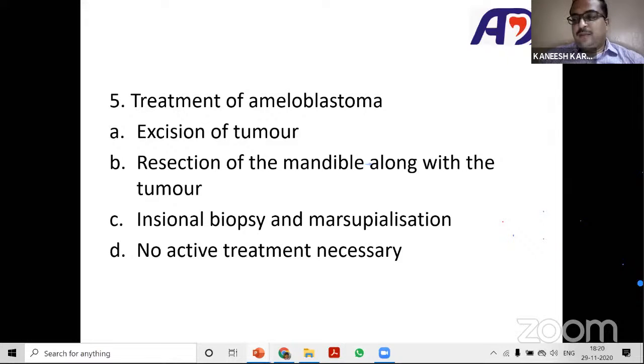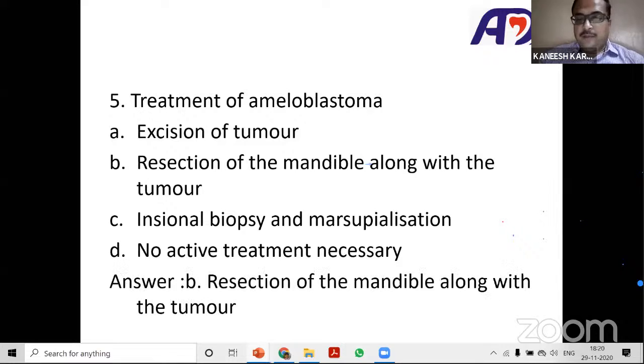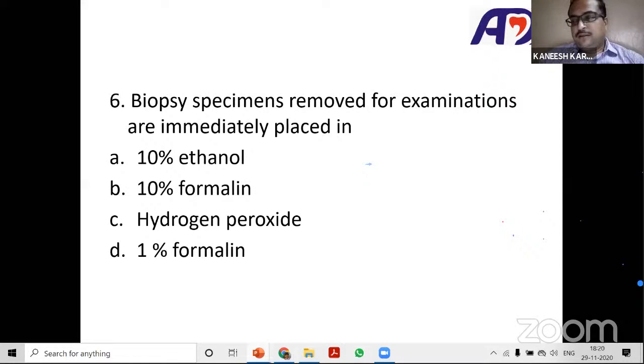Yeah, I can see multiple responses. The correct answer is resection of mandible along with the tumor. It is not just the excision of the tumor. We have to resect the mandible along with the tumor. Mandible has to be removed. I showed you in the earlier slides. No, you have to remove the mandible with the inferior border.